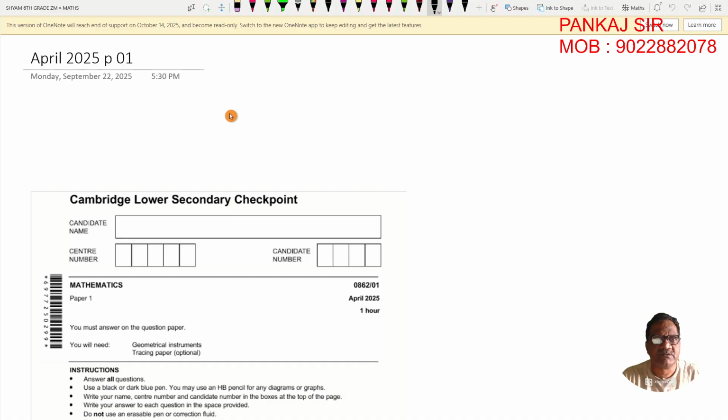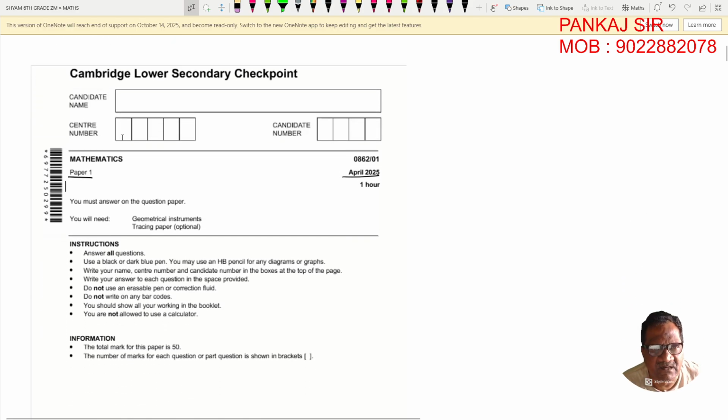We are going to solve this paper. This is a Cambridge Checkpoint paper for lower secondary, for April 2025. The paper code is 0862 and this is Paper 1, Mathematics. It is a 50 mark paper and it's a 1 hour paper. So let us get started.